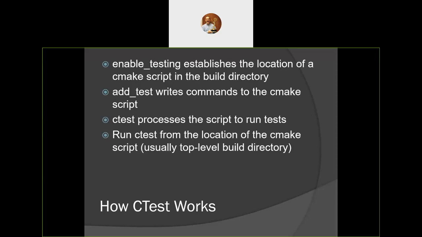So what does CTest actually do? Well, when you call enable testing, that establishes the location of a CMake script in your build directory that corresponds to the location of where enable testing was called. This is why the recommendation for calling enable testing is to do it in your topmost level CMake script where your project is defined. And when you call add test, this is just writing commands to that CMake script.